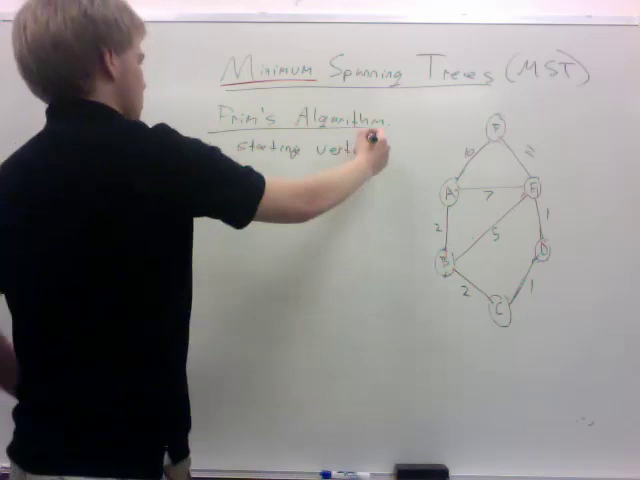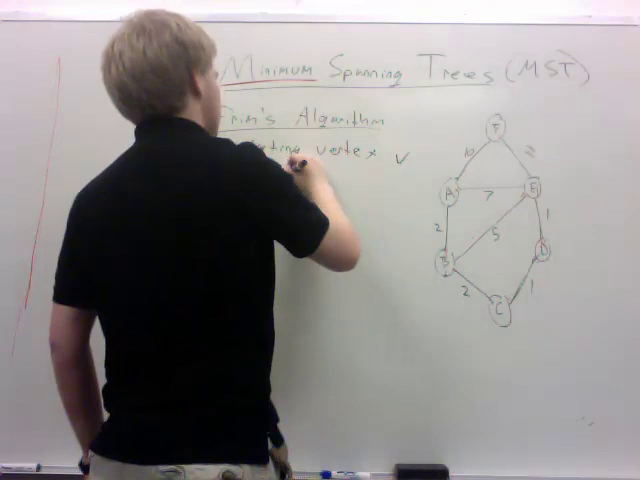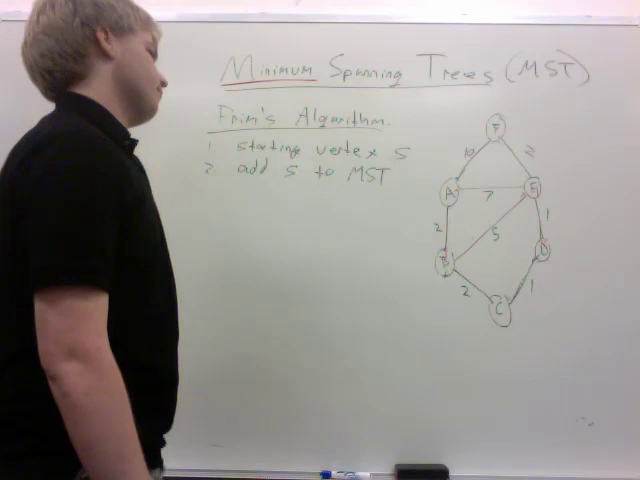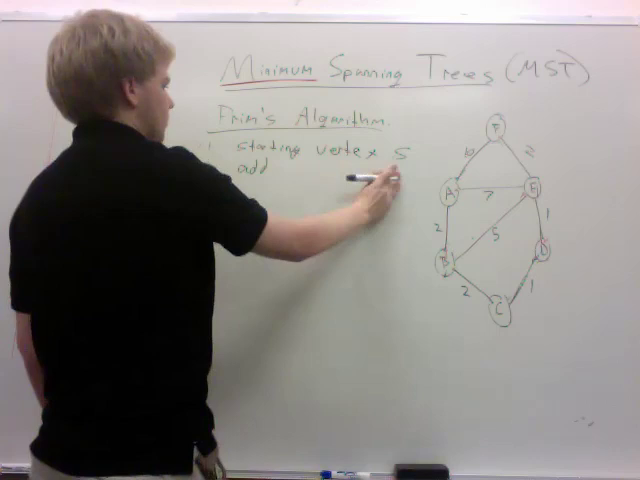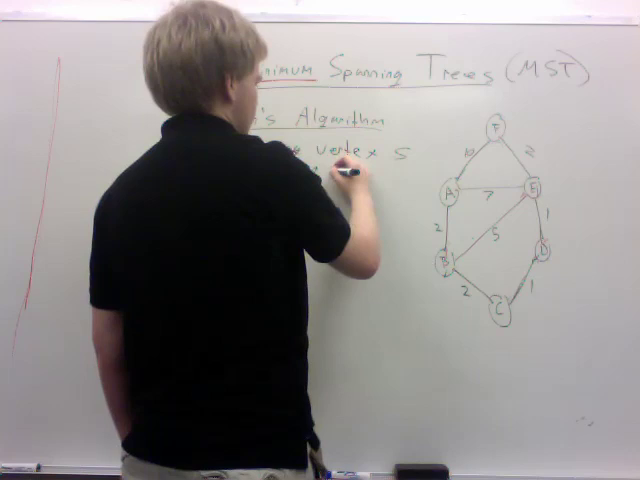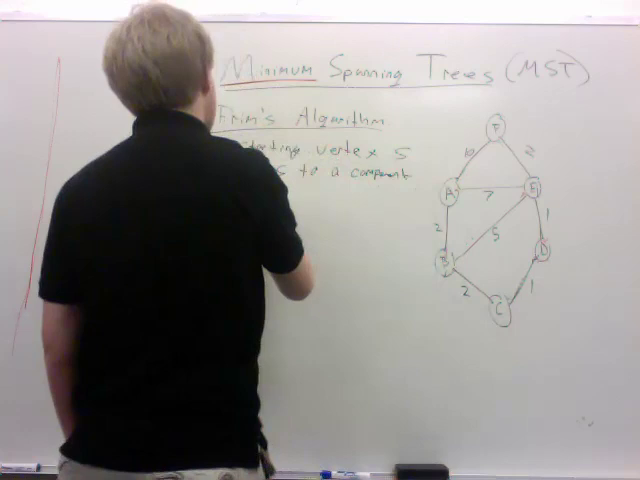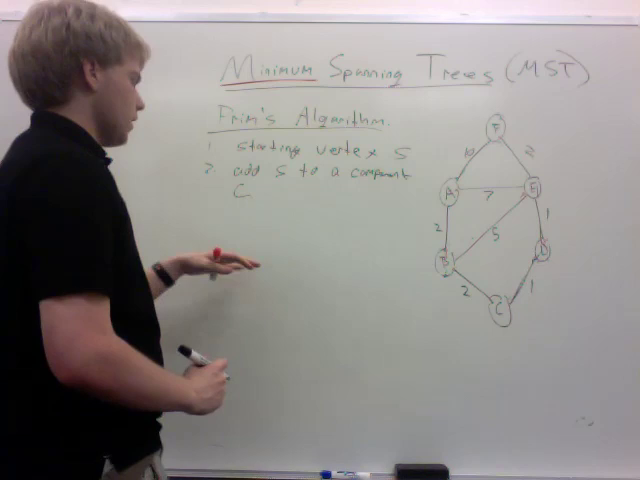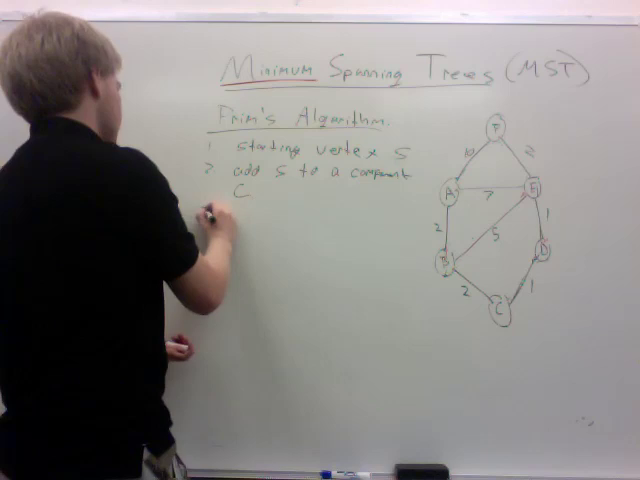Then we're going to add, let's call it S, to the component C. So we're just going to have some component that's just the current vertices we're considering. A component is just like a subgraph. So we're going to add S to C.